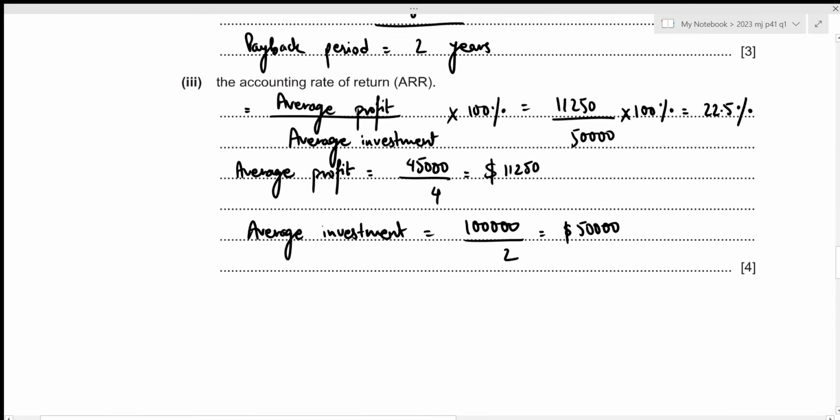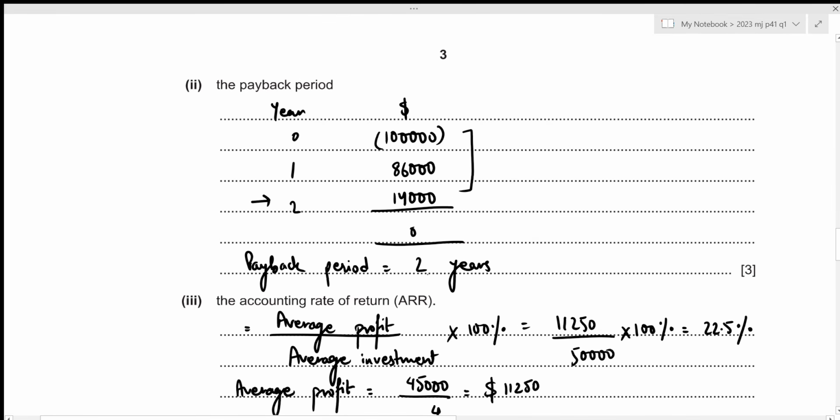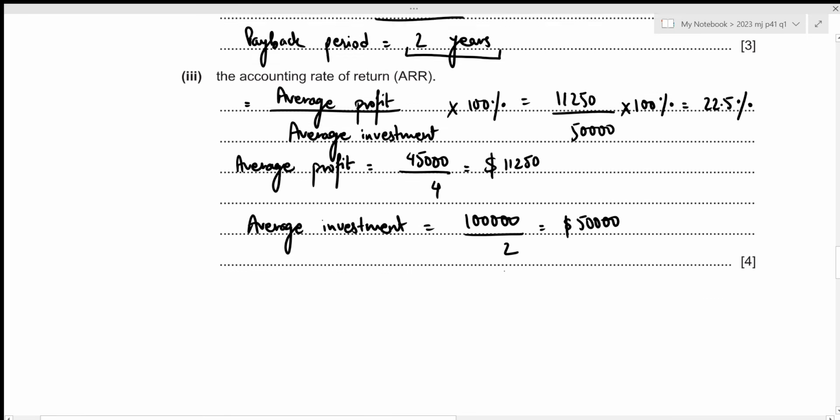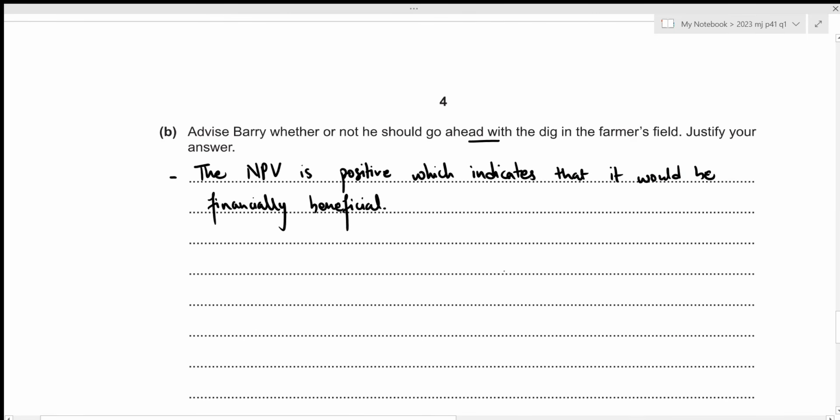Now, the second thing that we figured out was the payback period. And remember that payback period is 2 years, whereas the total time for this project is 4 years. So we can see that payback period is short, and this indicates lower risk. Let's write it down. The payback period is short, which indicates lower risk.